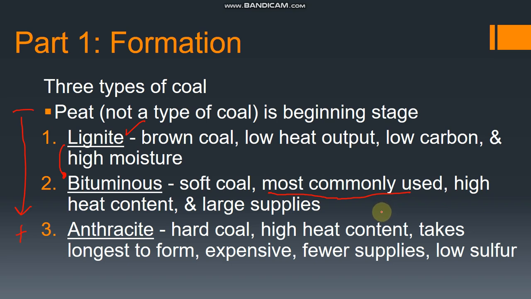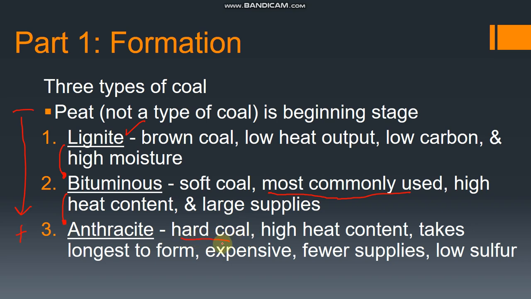It has a high amount of carbon content where it produces a lot of heat. So it's a good bang for your buck. Now give bituminous more time in the earth to be exposed to more additional layers of soil on top of it, squeezing more impurities out, such as the water. Now the carbon content is a lot higher.